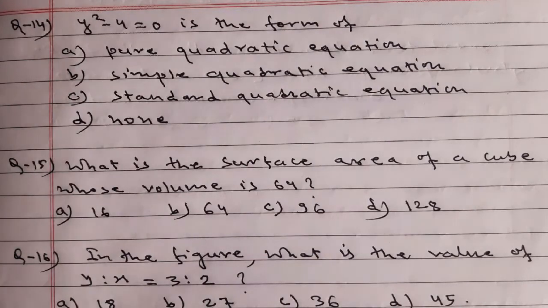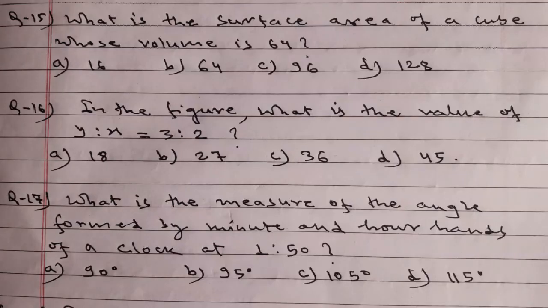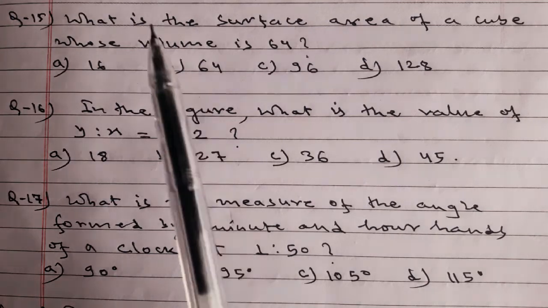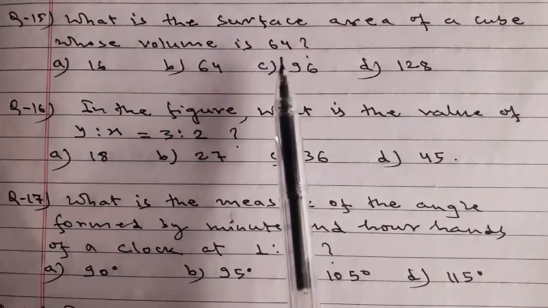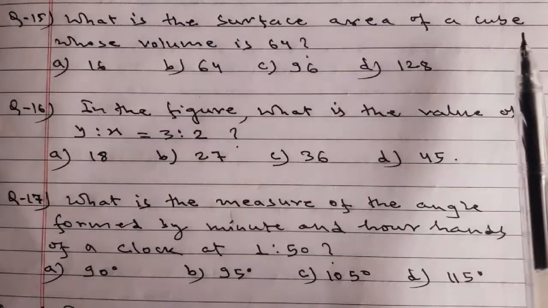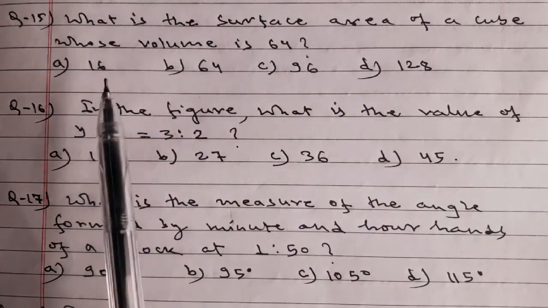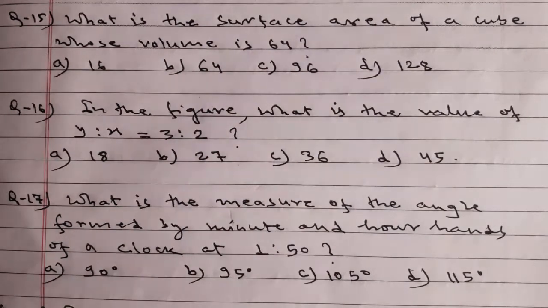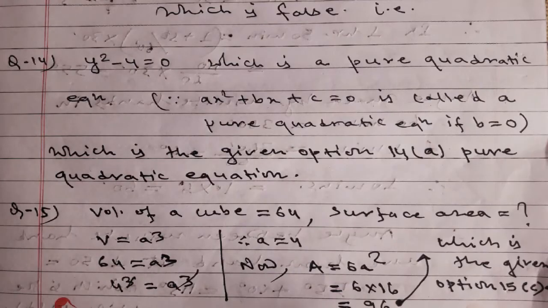Let's go to question number 15. Question number 15. What is the surface area of a cube whose volume is 64? We are given four options, A, B, C, D. Let's go to the solution. We have to determine the surface area of a cube. So let's use the formula for the volume of a cube. We know the volume of a cube is given by V is equal to a cube, where a is the side of the cube. V is equal to 64.